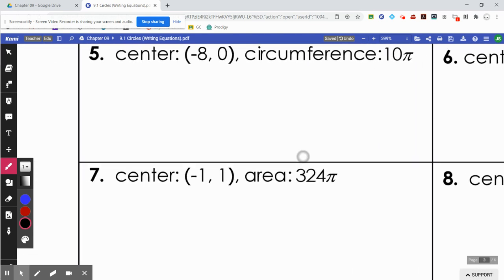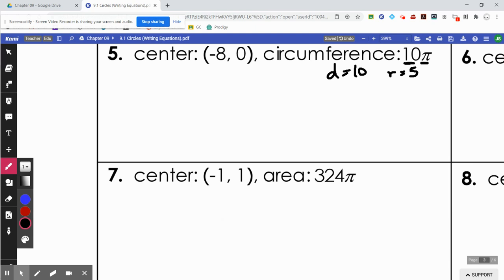So now let's actually get the equation. Center is at negative 8, 0. So we're going to shift it left 8. And we're not going to shift it up or down any. And since the radius is 5, we're going to put equals 25.